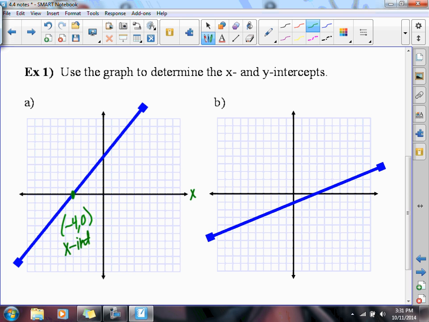And then to find my y-intercept, I want to look on the y-axis. And again, I can just count and find those values. Looks like it's 1, 2, 3, 4, 5. So when I write that ordered pair, it's going to be 0, 5. And that will be my y-intercept.